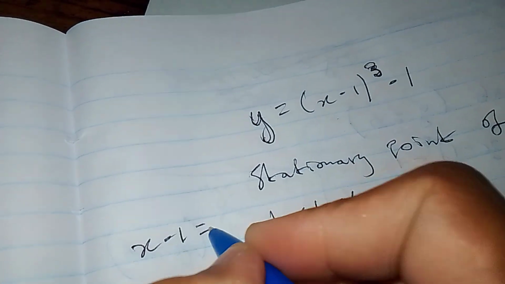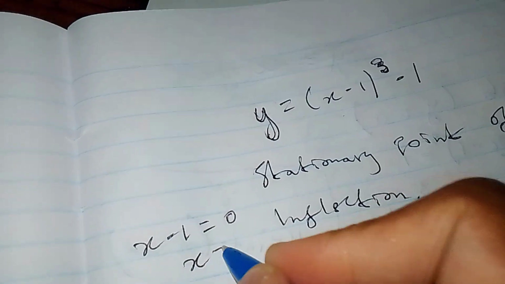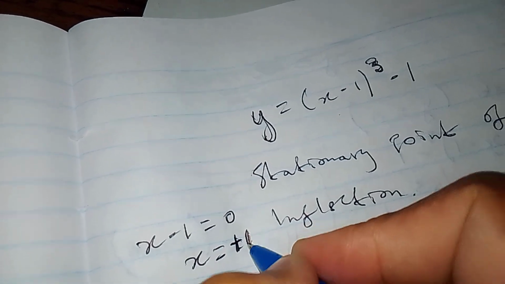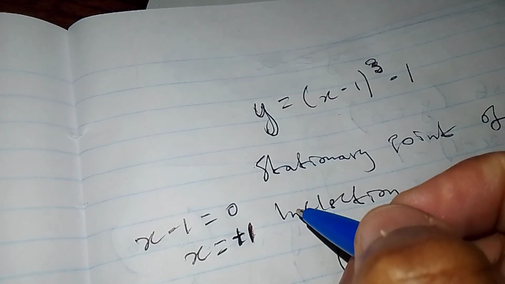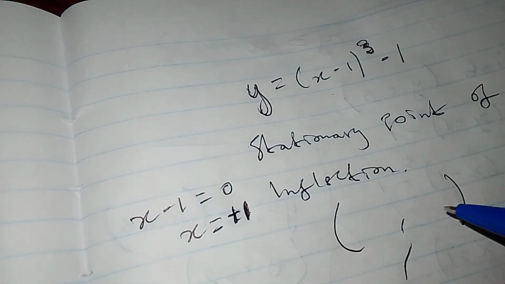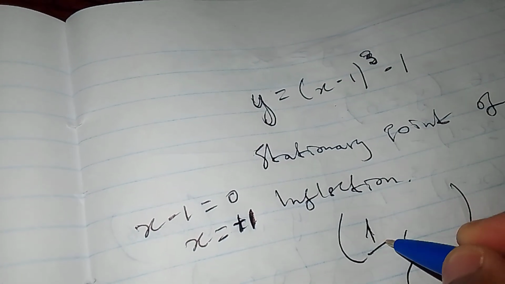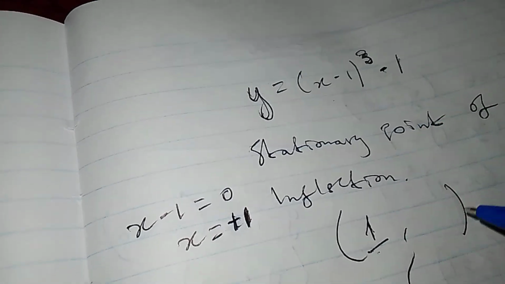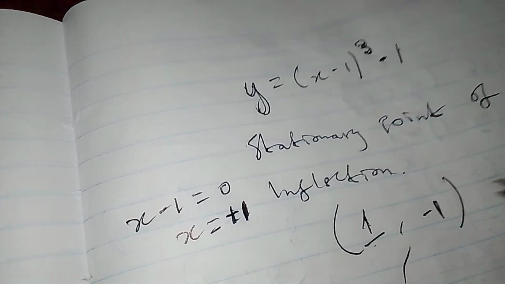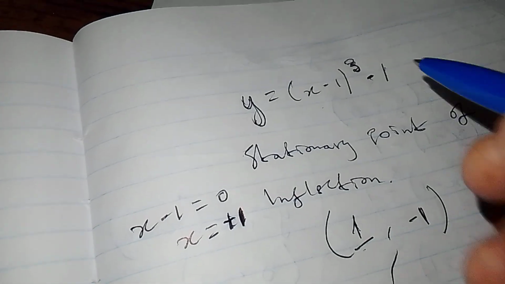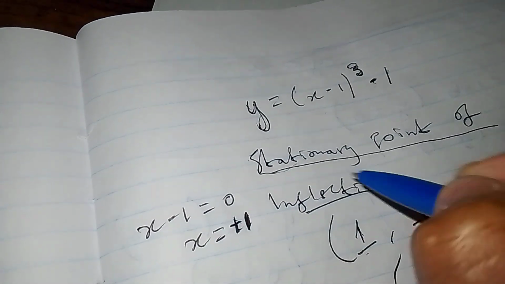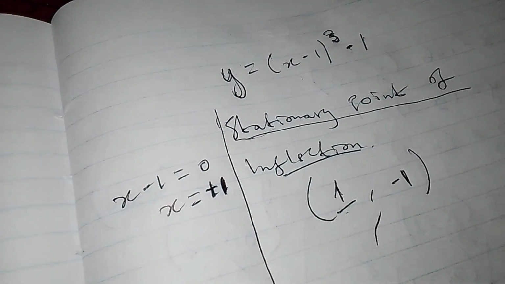x minus 1, I equate it to 0. And then I'll have x equal to positive 1, like I do on the parabola when I'm taking the turning point. So x is equal to 1. And then to get the value of y, I just take this minus 1 as it is and put it here. You see that? So I have what we call the stationary point of inflection. So this is the quicker way to get it.